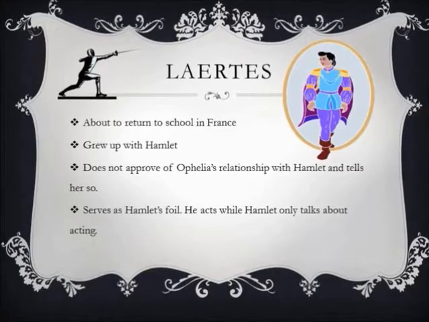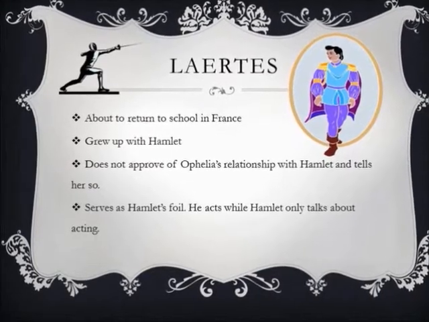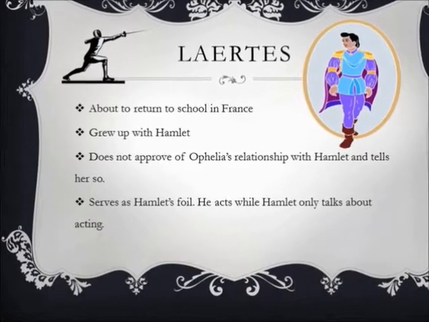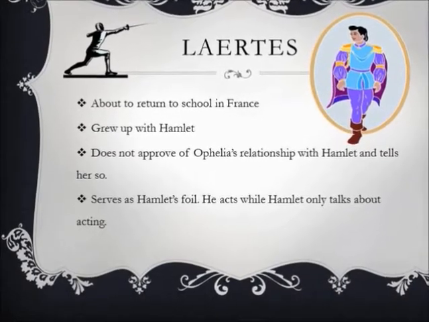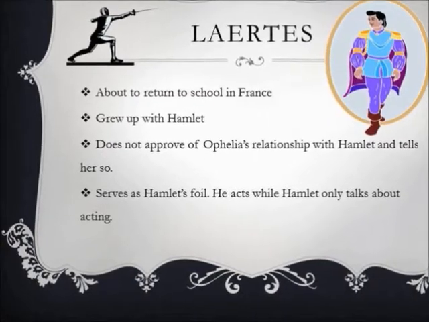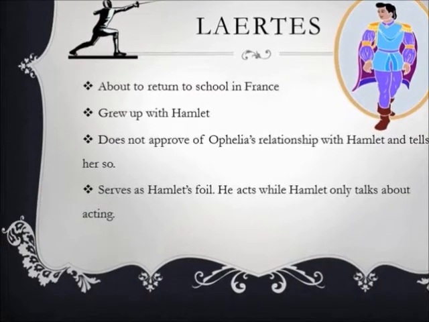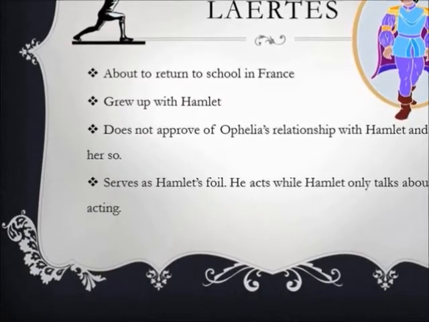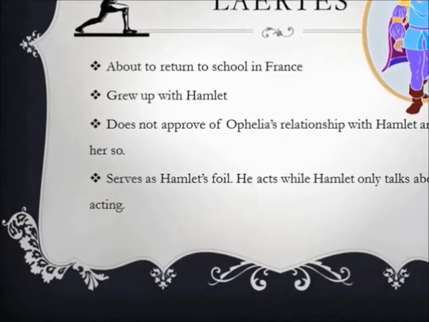Laertes is the son of Polonius and the brother of Ophelia. He is a college student like Hamlet, and the two of them grow up together. Laertes is home from college in France for the wedding of King Claudius and Queen Gertrude. In the final scene, he kills Hamlet with a poisoned sword to avenge the deaths of his father and sister, for which he blamed Hamlet. While dying of the same poison, he implicates King Claudius.